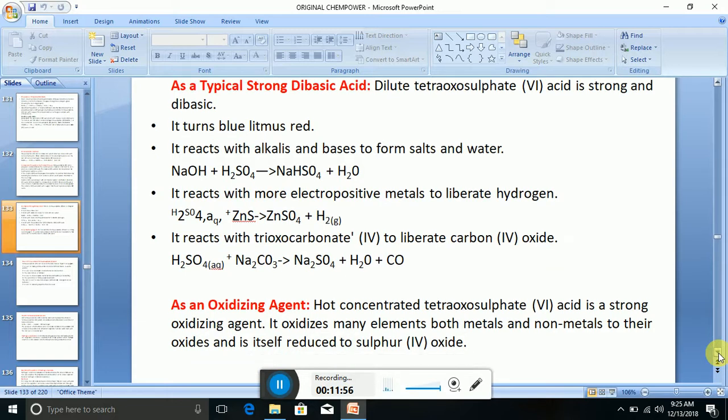As an oxidizing agent, hot concentrated tetraoxosulfate(VI) acid is a strong oxidizing agent. It oxidizes many elements, both metals and nonmetals, to their oxides and is itself reduced to sulfur(IV) oxide.